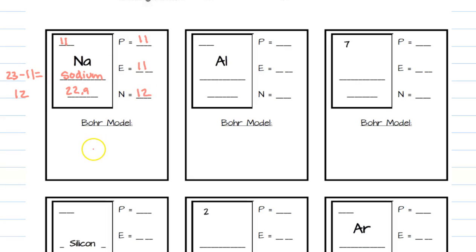And for my Bohr model, I'm going to draw the dot representing my nucleus. I have to place 11 electrons. So 2 are going to go in the first energy level, 8, and then the remaining electron in the last energy level. So let's go ahead and look at aluminum. First of all, look at the periodic table. Stop the video, look at the periodic table, and fill in the atomic number, the atomic symbol, and the atomic mass for aluminum.